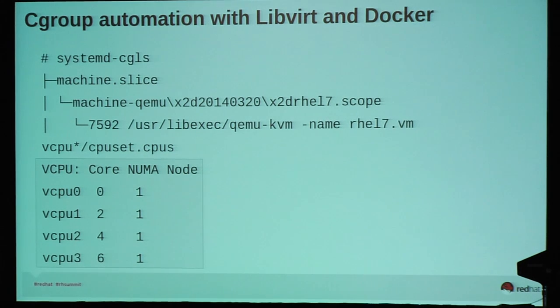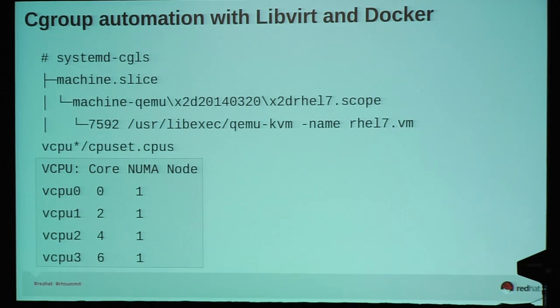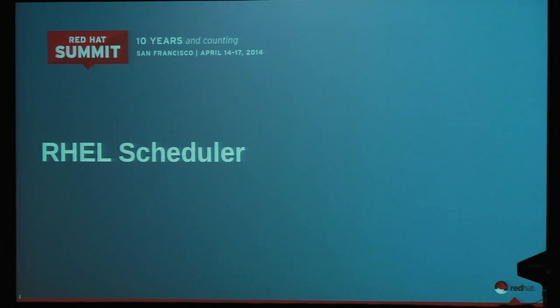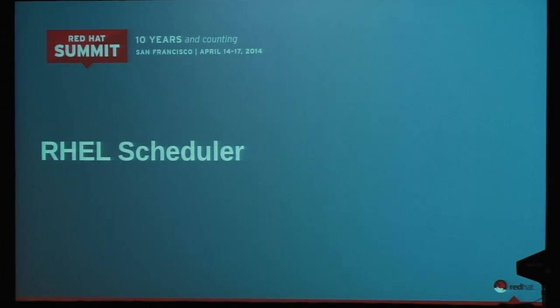In RHEL 7, you'll see systemd obviously is included, and it has this tool called systemd-cgls, so cgroup list, that will display the cgroup information for that particular control group. In this case, one created for KVM, where I applied some vCPU pinning. And here's one for Docker, where I applied memory affinity. So you can see that tool automates all the cgroup stuff for you, with libvirt and Docker.